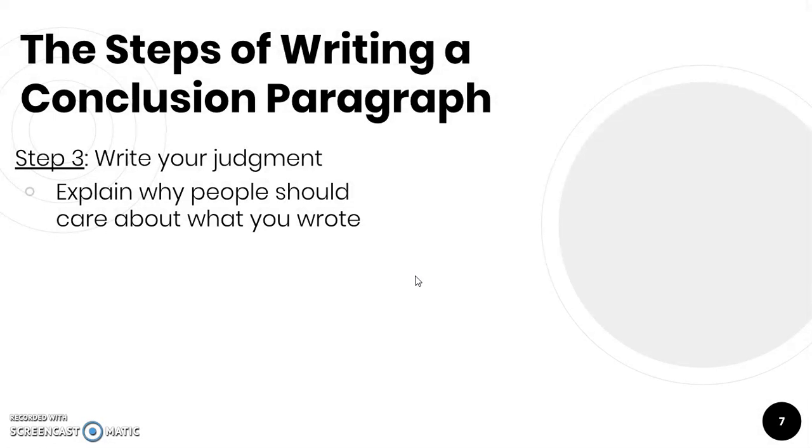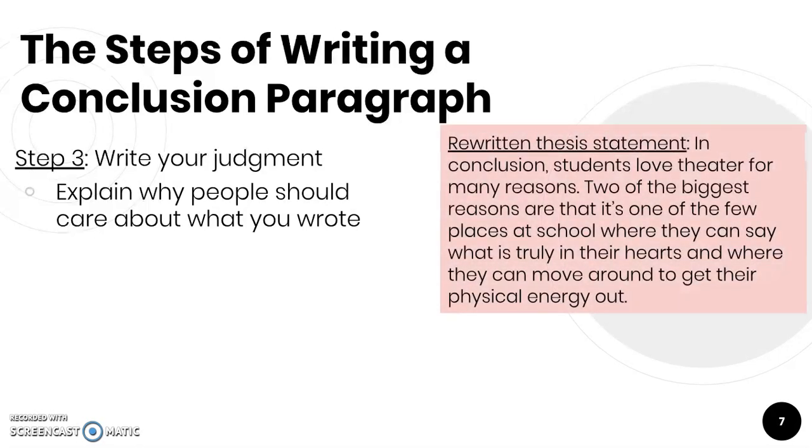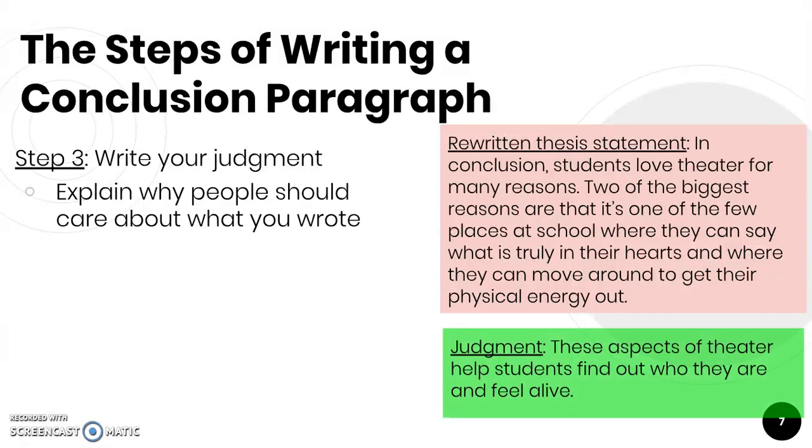Okay, step 3 is to write your judgment. Explain why people should care about what you wrote. Okay, so let's do that with this example conclusion paragraph. So here's our rewritten thesis statement, and then here's an example of a judgment that could follow from that. These aspects of theater help students find out who they are and feel alive. Okay, because in our thesis we said, kids like theater because they can say what they really feel and they can move around. So in my judgment, I'm saying, okay, why does that matter? Well, it matters because it helps kids find out who they are and feel alive.